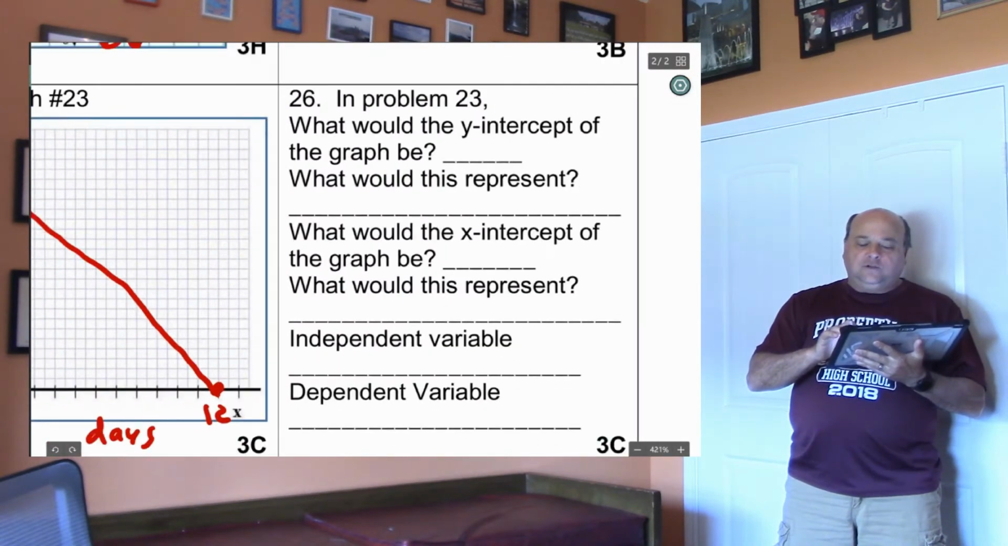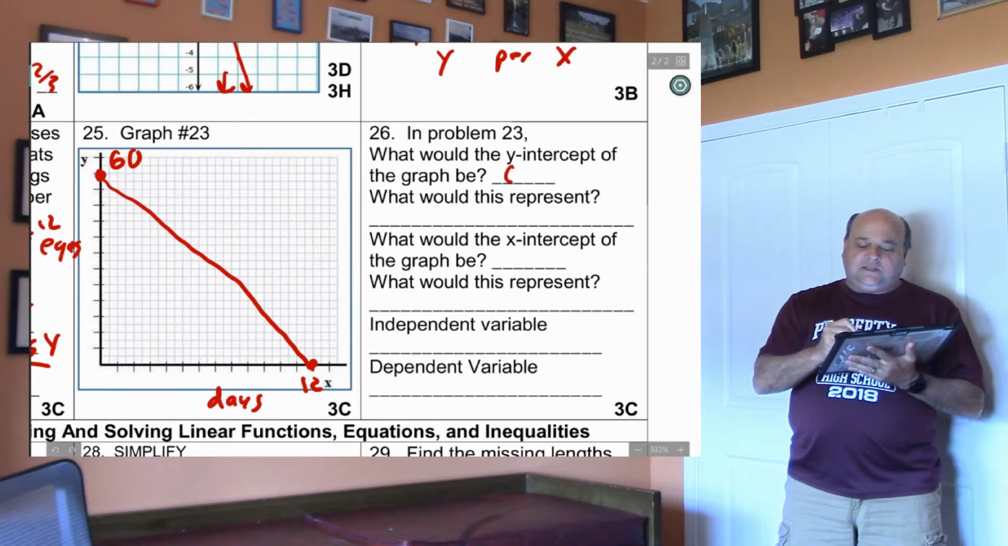Okay. So the y-intercept of this graph would be 60. And it represents the initial amount or the starting amount of eggs.